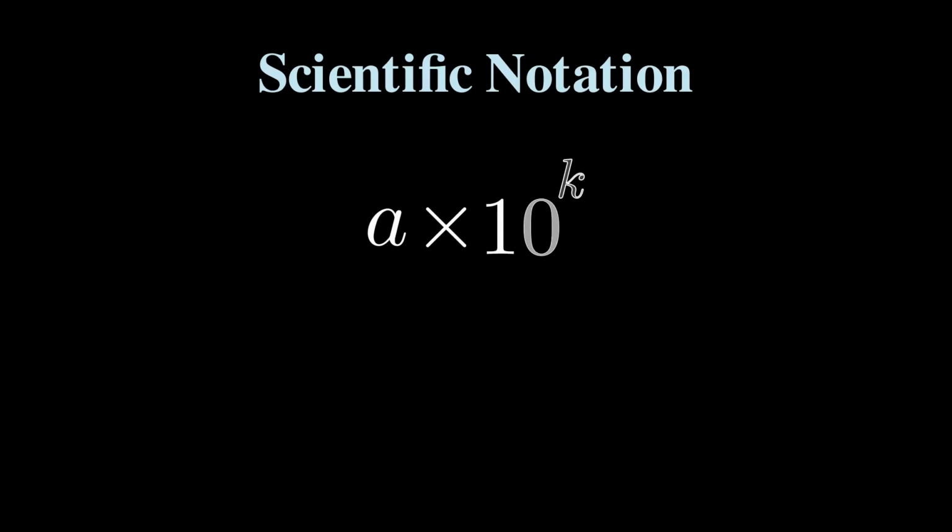This is where scientific notation comes in. It's the universal language for expressing enormous or minuscule values concisely. Every number in scientific notation follows the same format, a times 10 to the power of k.